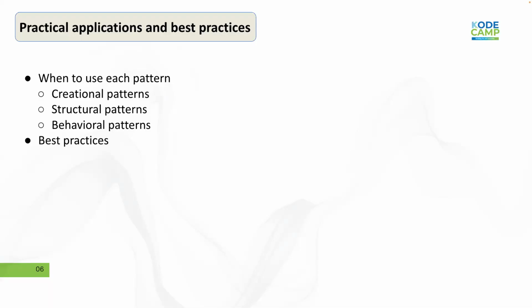Last but not the least, the behavioral patterns: we have the observer, strategy, and command. For the observer, we have event systems, the model view architecture, and reactive programming. You can even use a model view architecture in, let's say, Angular. I guess Angular uses this architecture, also known as the MVC architecture, model view and controller. So you can use the observer pattern in event systems, model view architectures, and reactive programming.